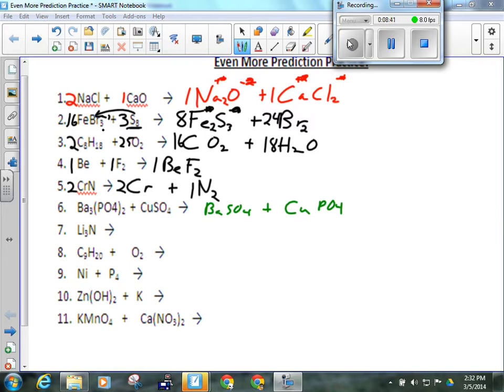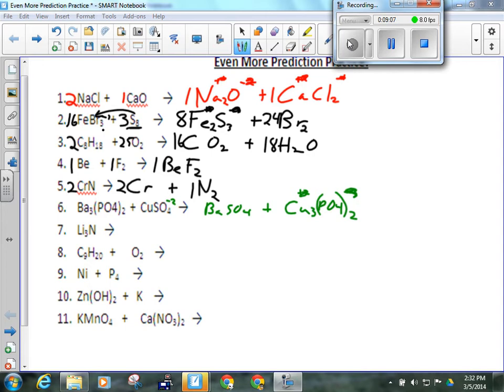For copper, I have to check because copper has more than one possible charge. It can be a 1 or a 2. Since there's only one sulfate here, and sulfates are -2, copper has to be +2. So we have +2 here, and this is -3 over here. So we get Cu3, and then brackets PO4, 2.